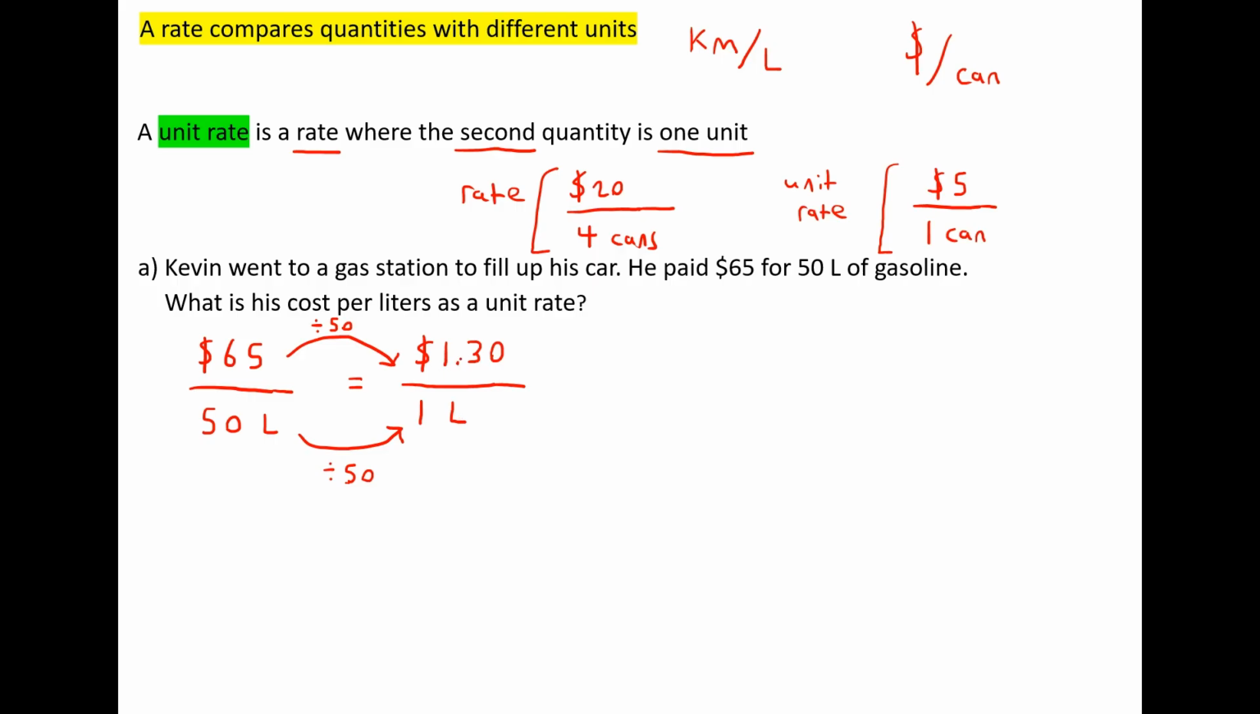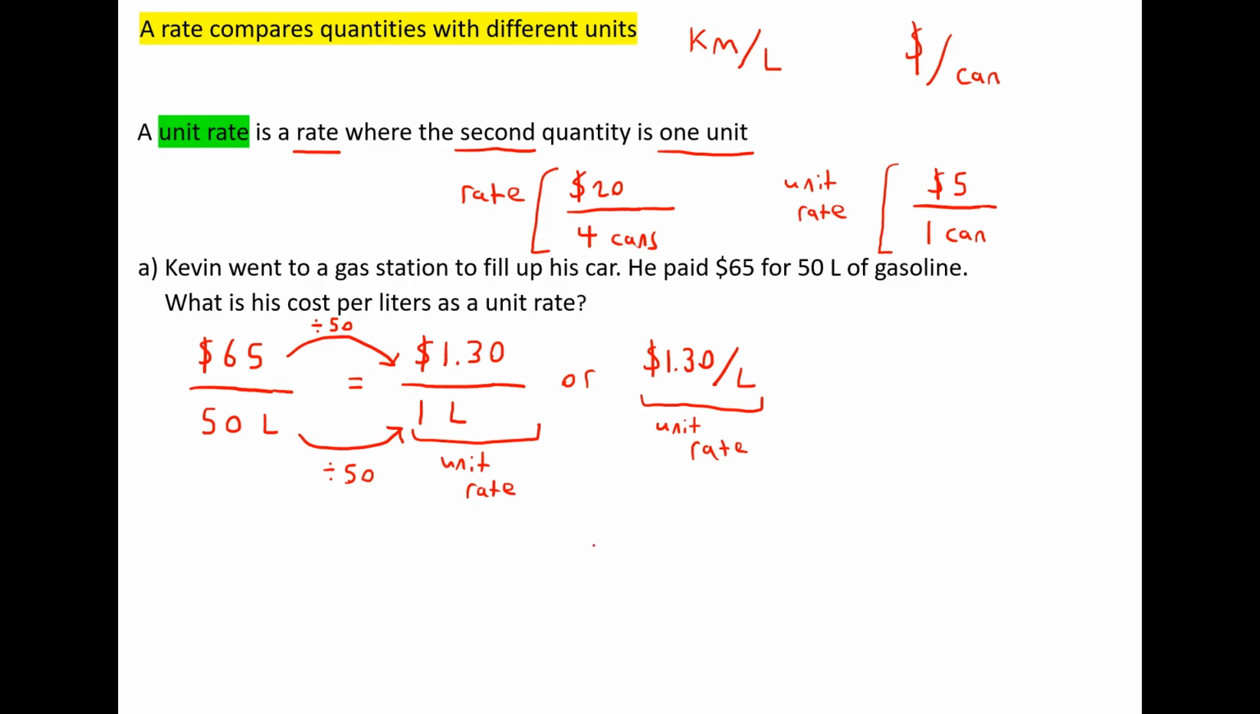So $1.30 per liter. You can either write it like this, or you can write it like this: $1.30 per liter. Both of these are pretty much unit rates, right? So this here is a unit rate, and this can also be considered a unit rate, as long as the second quantity is 1. And in this case, the second quantity is 1.